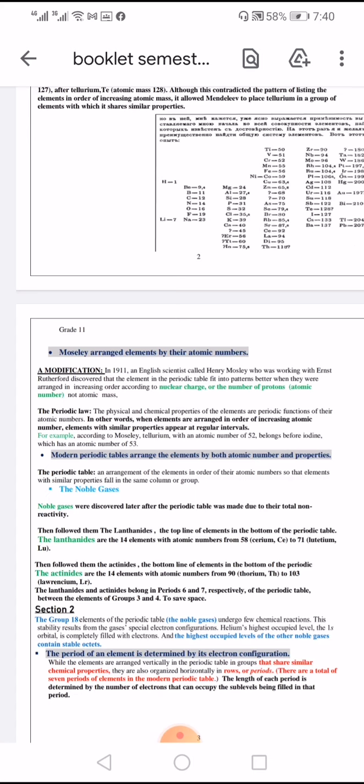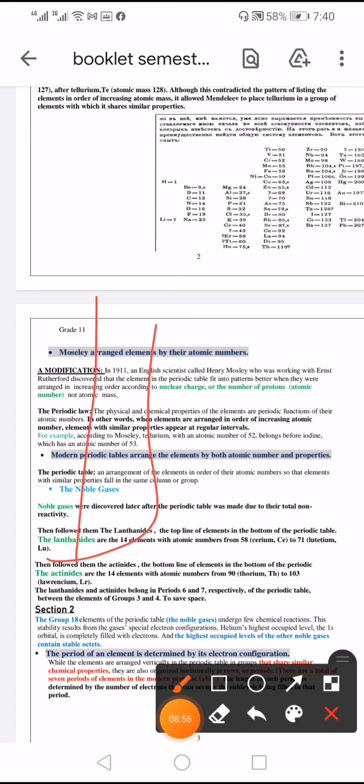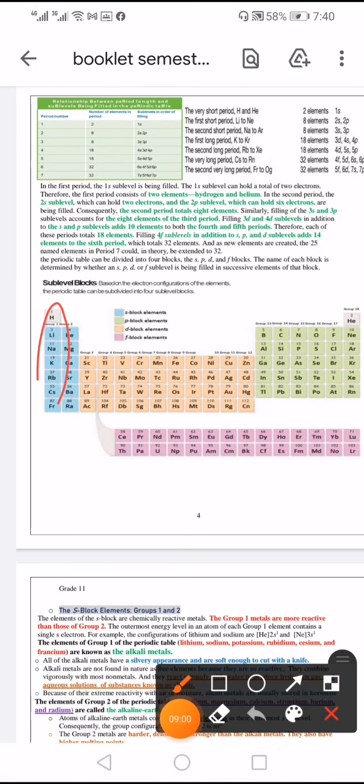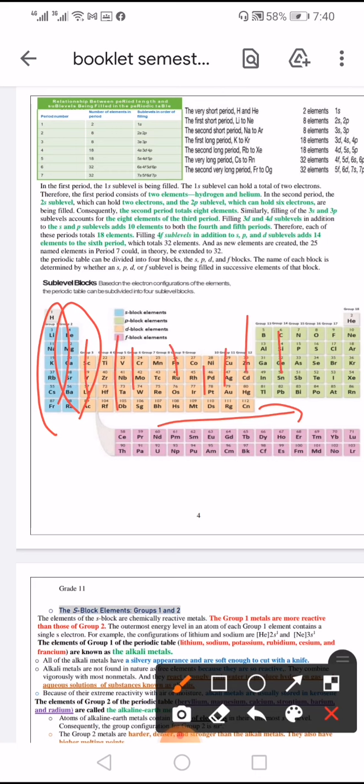What is meant by a periodic table? An arrangement of elements in order of increasing atomic number so that elements with similar properties fall in the same group. Look at this periodic table. Group 1 has similar physical and chemical properties. Group 2 has similar physical and chemical properties, and so on. Each group has similar physical and chemical properties.